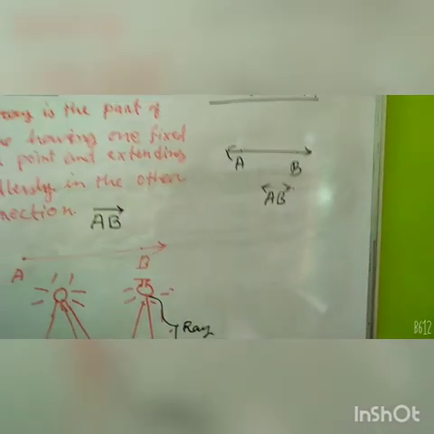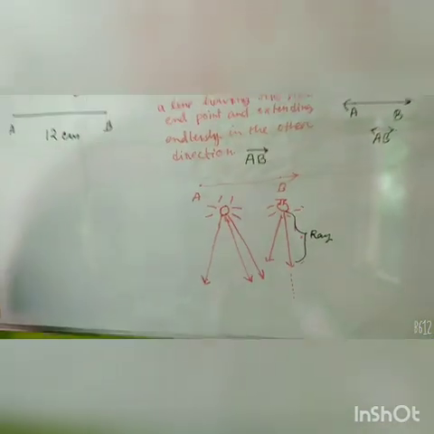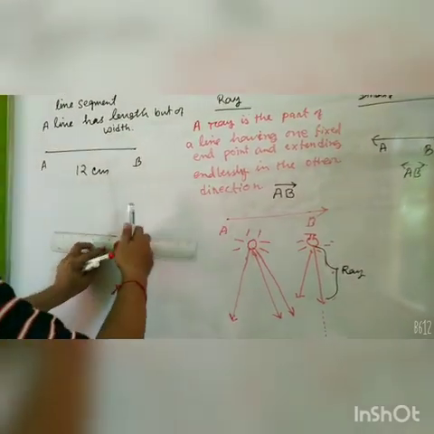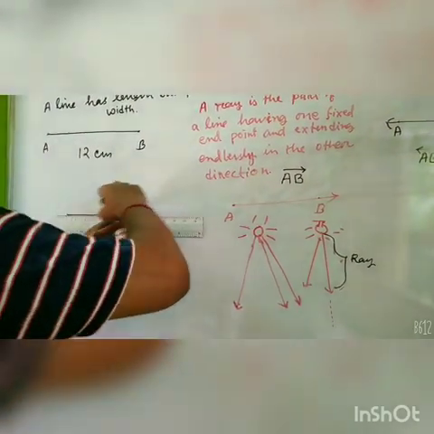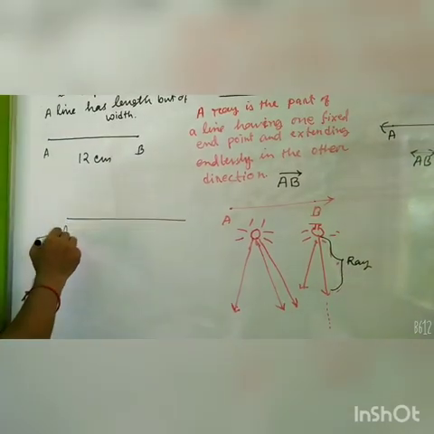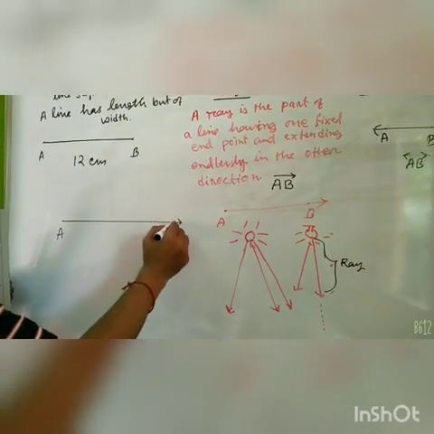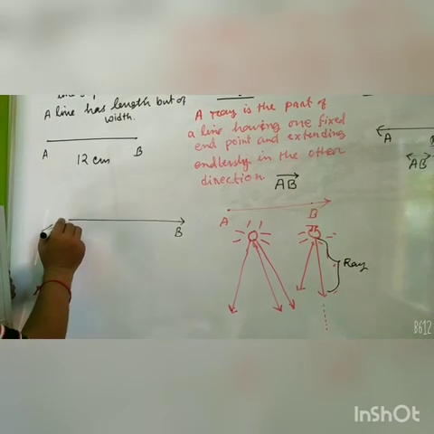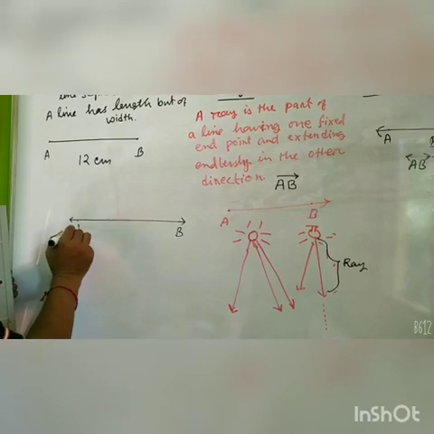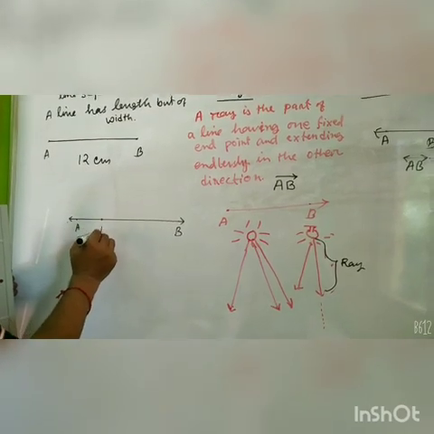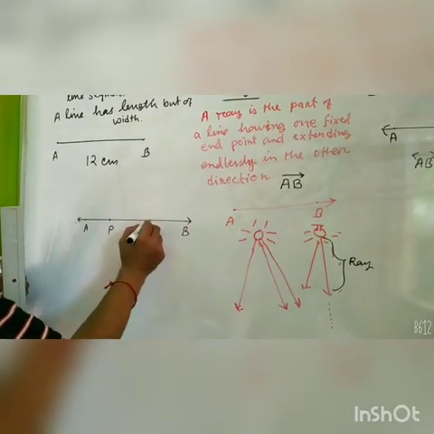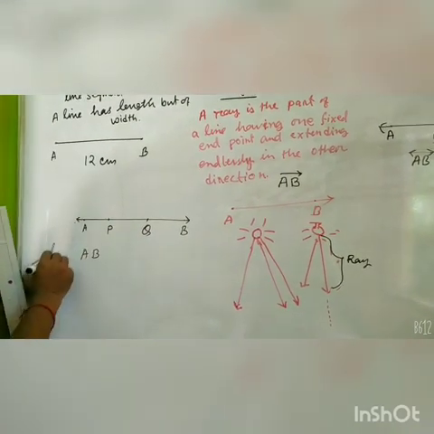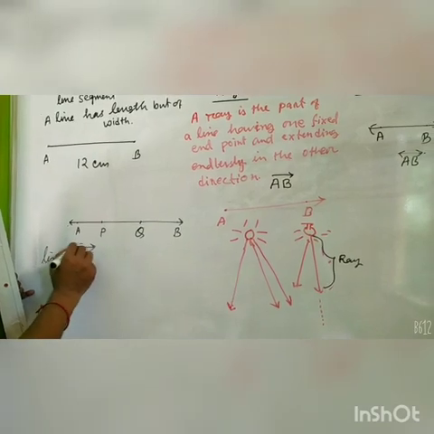So from here we can say, suppose this is a line. AB is a line. Suppose P and here Q. So AB is a line. There is no endpoint.